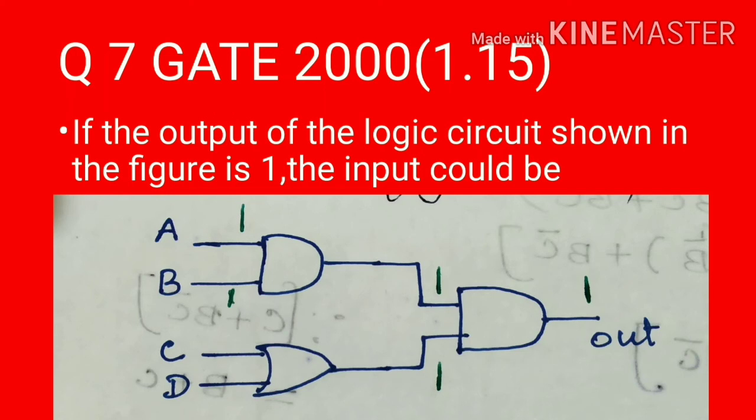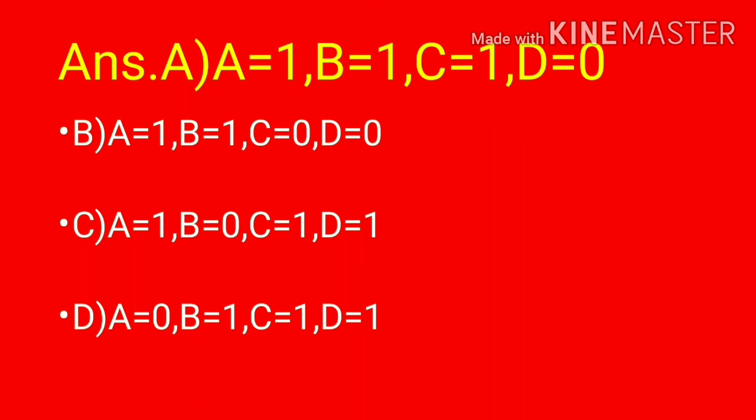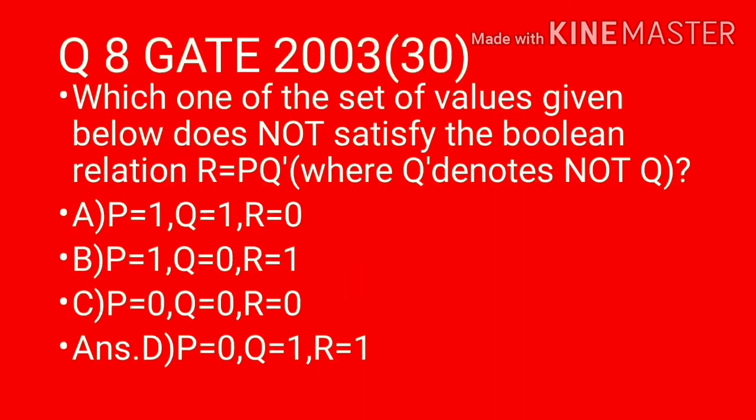Question number 7. If the output of the logic circuit shown in the figure is 1, the input could be: option A, A equal to B equal to C equal to 1, D equal to 0; B, A equal to 1, B equal to 1, C equal to 0, D equal to 0; C, A equal to 1, B equal to 0, C equal to 1, D equal to 1; D, A equal to 0, B equal to 1, C equal to 1, D equal to 1. Here the correct answer is A, B, C equal to 1 and D equal to 0. It is represented in the figure.